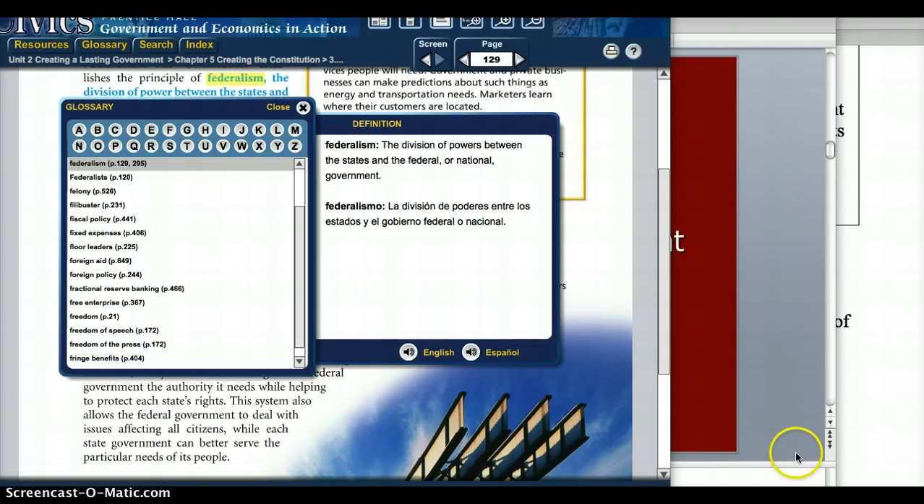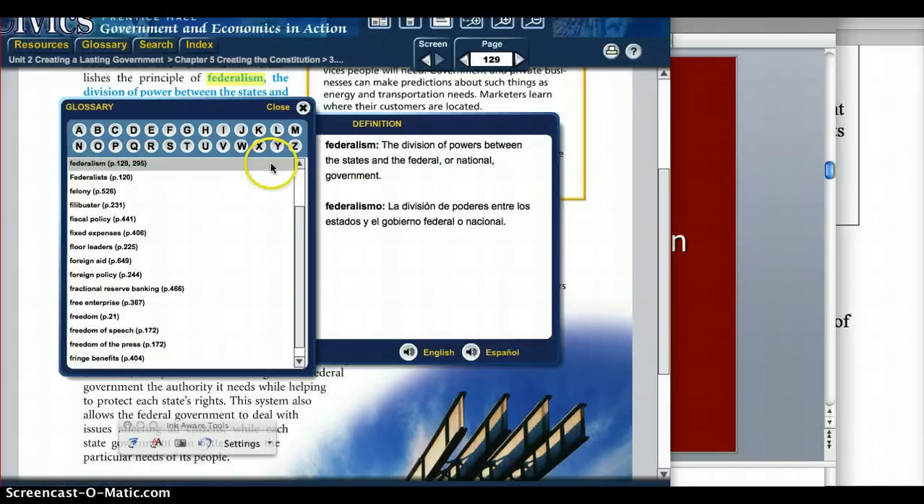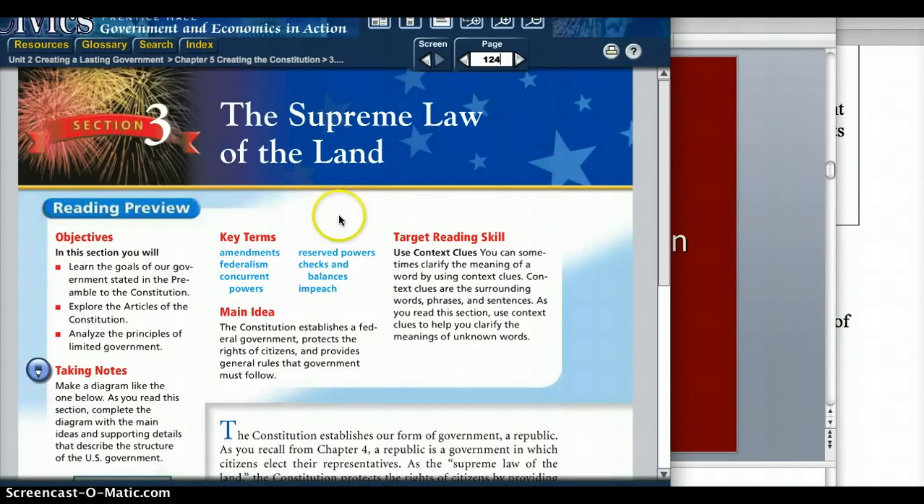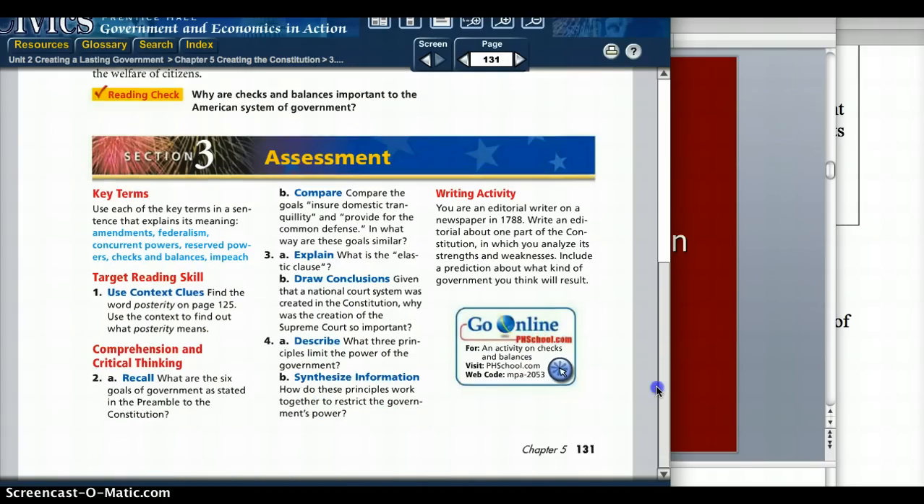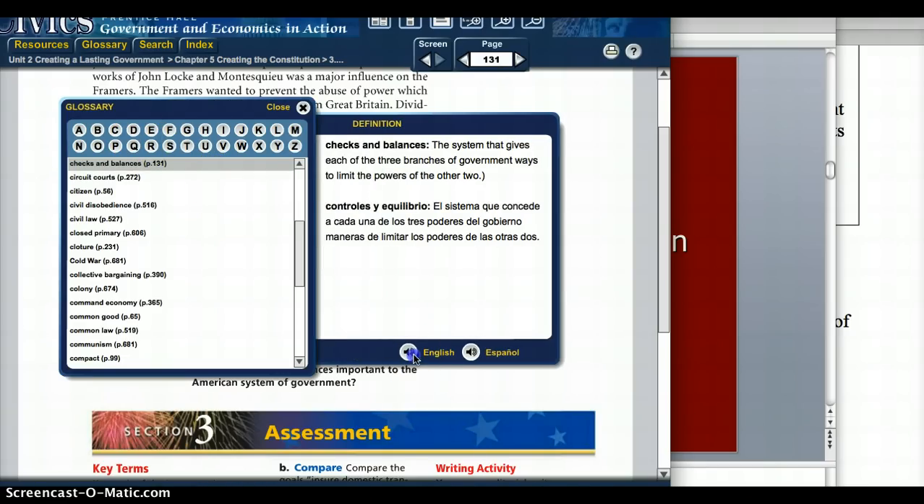Okay, now we're ready to move on to our next question. Question 5. What system allows each branch of government to limit the powers of other branches in order to prevent abuse of power? So I'm going to go back to my textbook. I'm going to close this. Go back to page 124 because that's where all of our terms were. And checks and balances is the answer, so I'm going to click that. And it's going to take you to page 131, and this section here is going to explain that. "Checks and balances. The system that gives each of the 3 branches of government ways to limit the powers of the other 2." Okay.